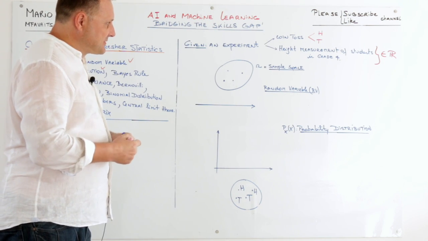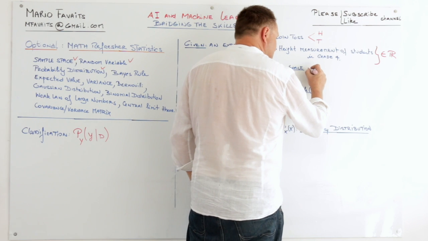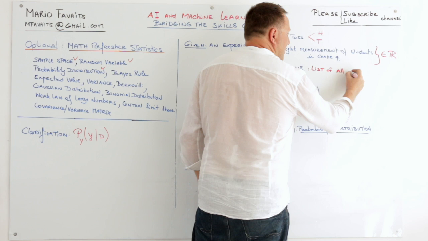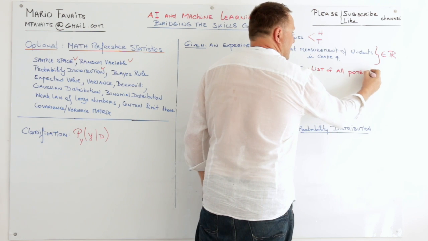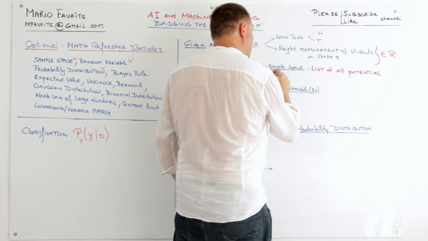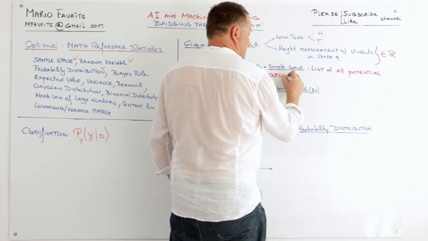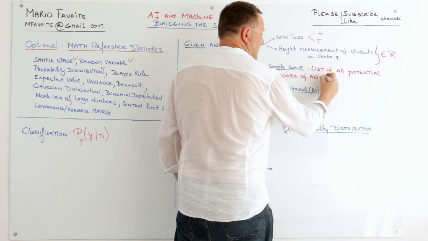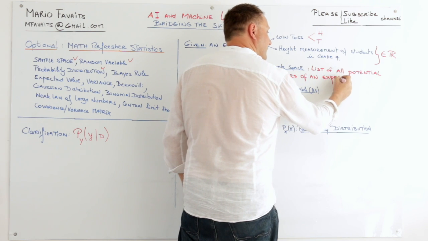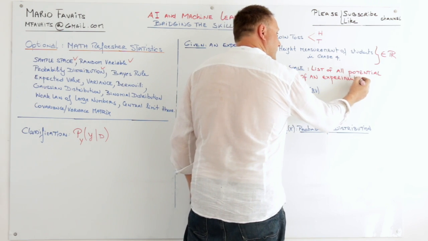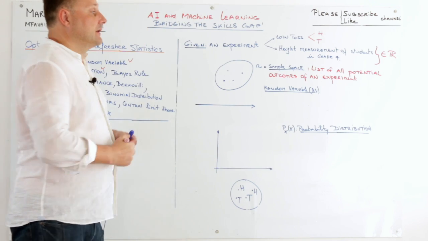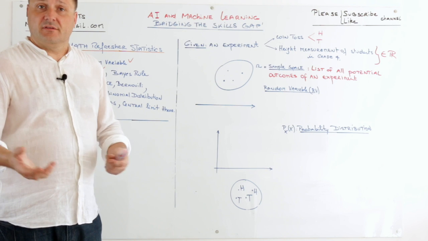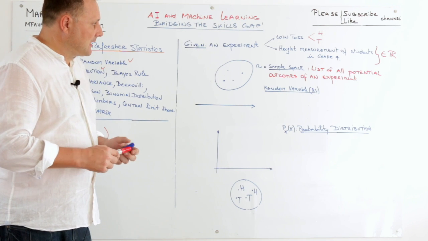What is the sample space? Well, the sample space is the list of all potential outcomes of an experiment. Yeah? So in the coin toss case, it's head or tail. Height measurements of students, it's a number of centimeters.